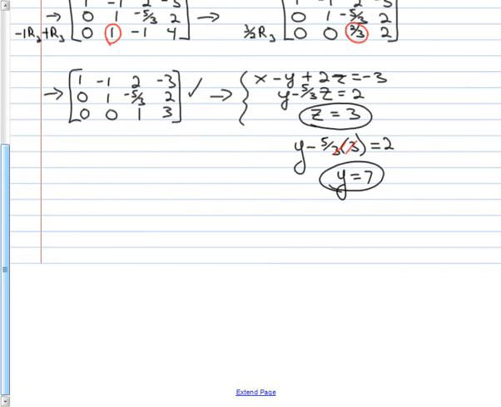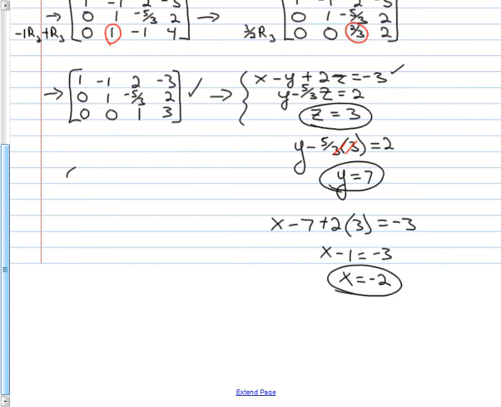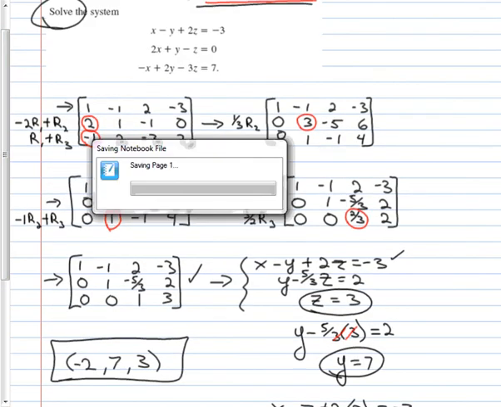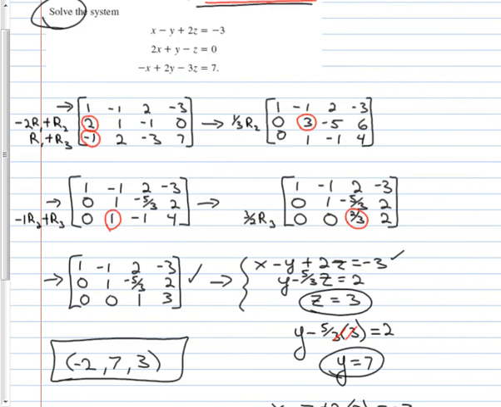What is y? 7. And now we can come back up to the top. x minus our y, 7, plus 2 times our z, which is 3, is supposed to equal negative 3, so that's 6. Negative 7 plus 6, negative 1. Add my 1. We have our answer. x is negative 2, y is 7, z is 3. We used a matrix, put it into row echelon form to help us do it. That's the idea.